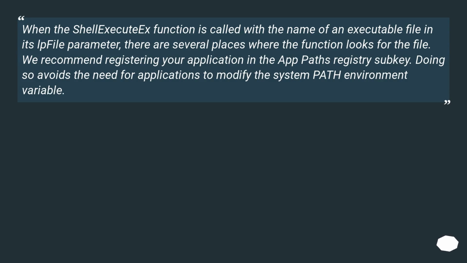When the ShellExecute function is called with the name of an executable file in its file parameter, there are several places where the function looks for the file. We recommend registering your application in the App Paths registry subkey. Doing so avoids the need for applications to modify the system path environment variable.